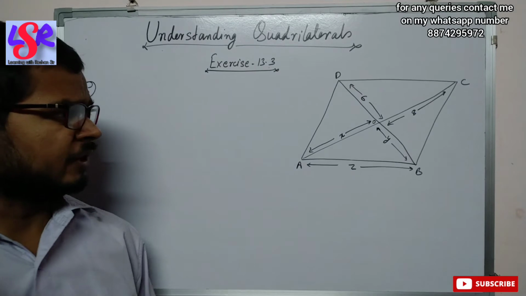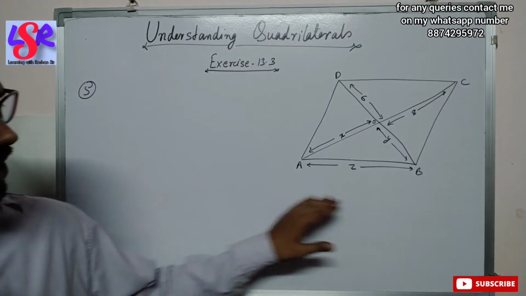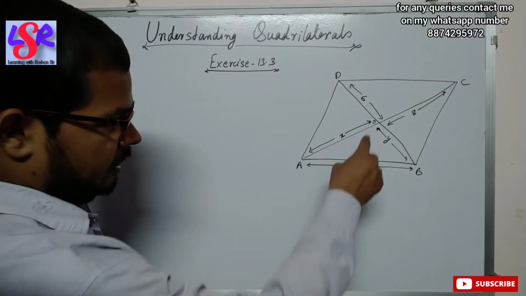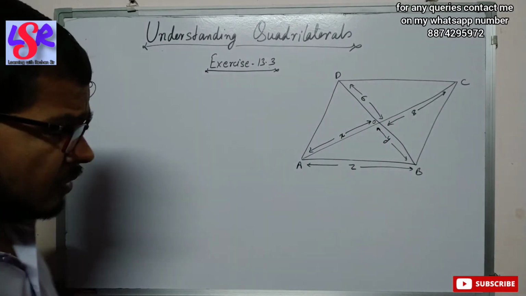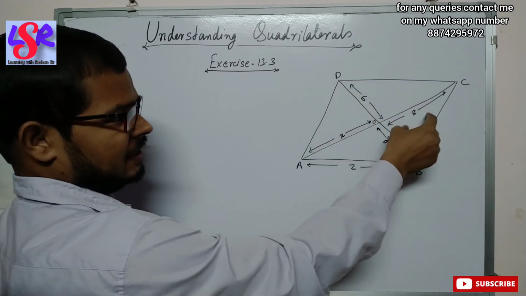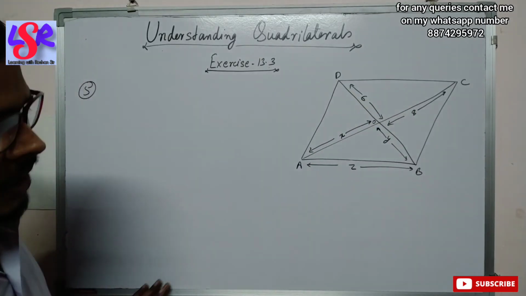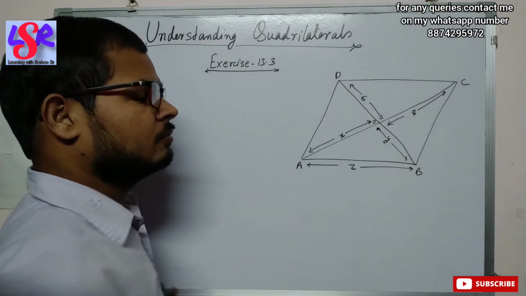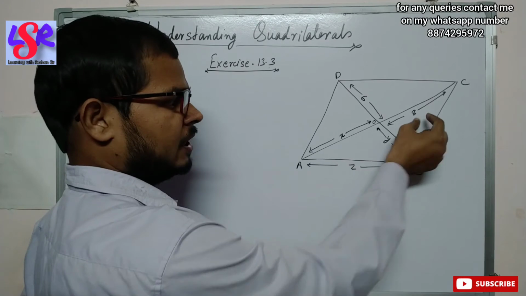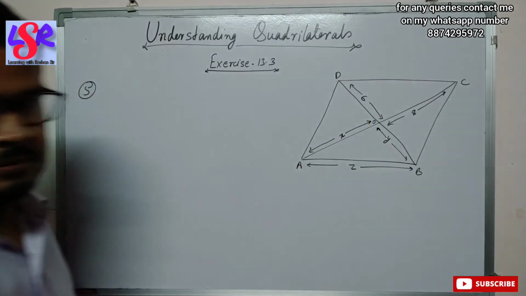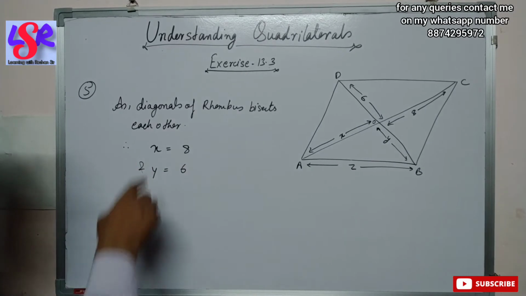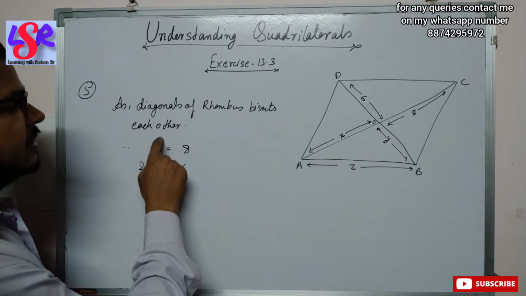Now let's see question number 5. Here we have a rhombus ABCD in which AC and BD are diagonals, which are meeting at point O. We have been given X, Y, 6 and 8 as the lengths of the parts of the diagonals. Now we know the diagonals of a rhombus bisect each other. Therefore, this X will be equal to 8 and Y will be equal to 6. And here we get the value of X as 8 and Y as 6 by using the property of diagonals of a rhombus bisecting each other.